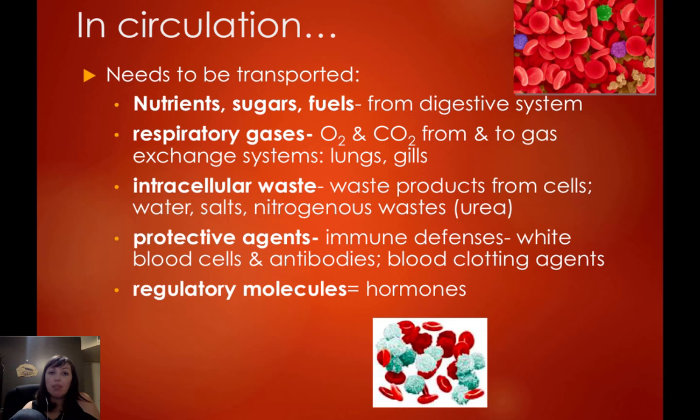So in circulation, plenty of things need to be transported. Nutrients, sugars, fuels from the digestive system, respiratory gases like O2 and CO2, from and to gas exchange systems like lungs or gills if you're a fish or other types of animals. Intracellular waste, so waste products from cells, water, salts, nitrogenous wastes. Also protective agents like immune defenses, so white blood cells and antibodies, blood clotting agents, as well as regulatory molecules like hormones. So a lot gets transported in blood.